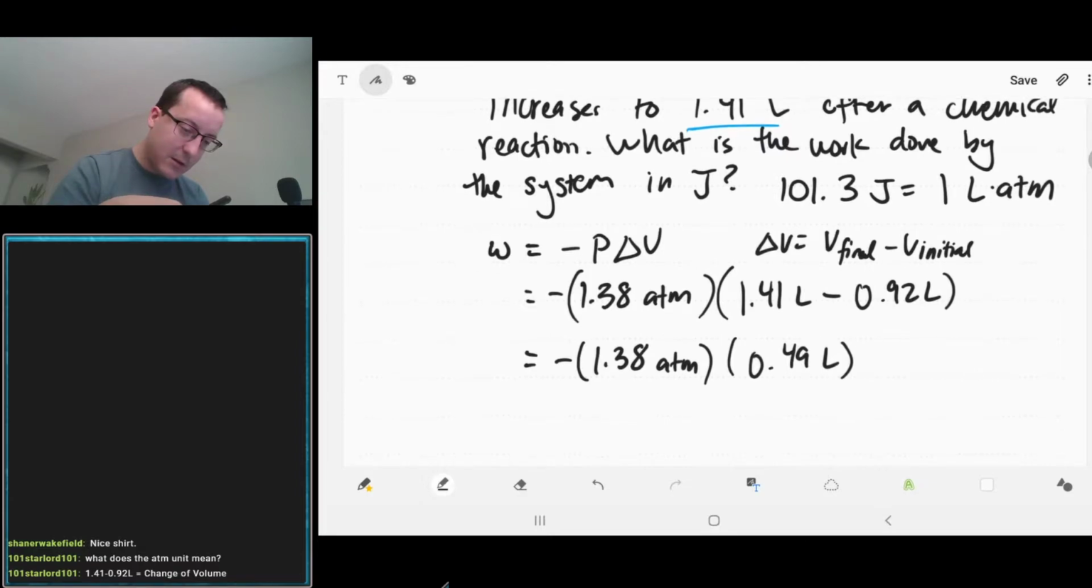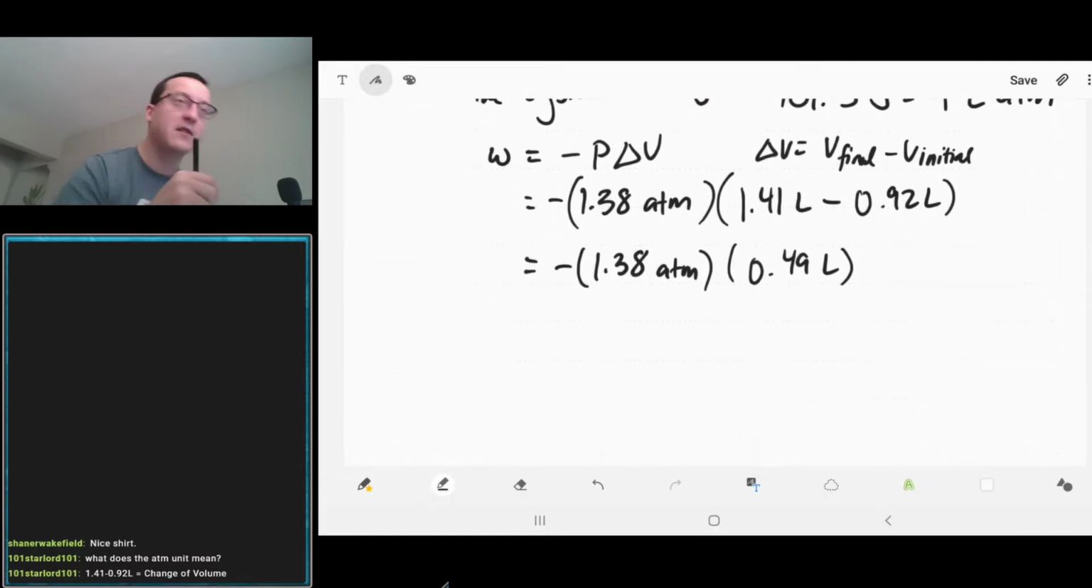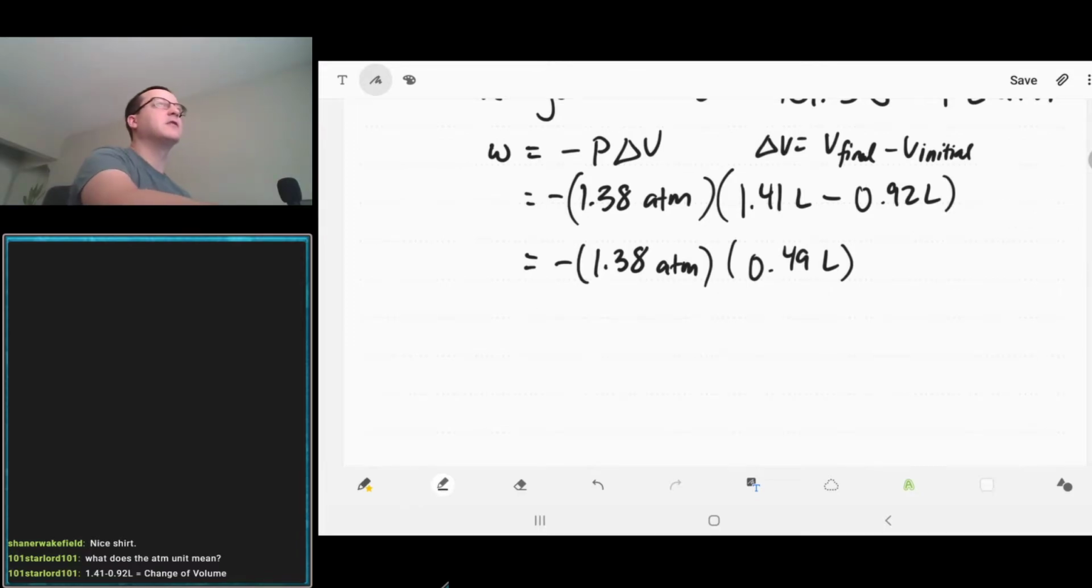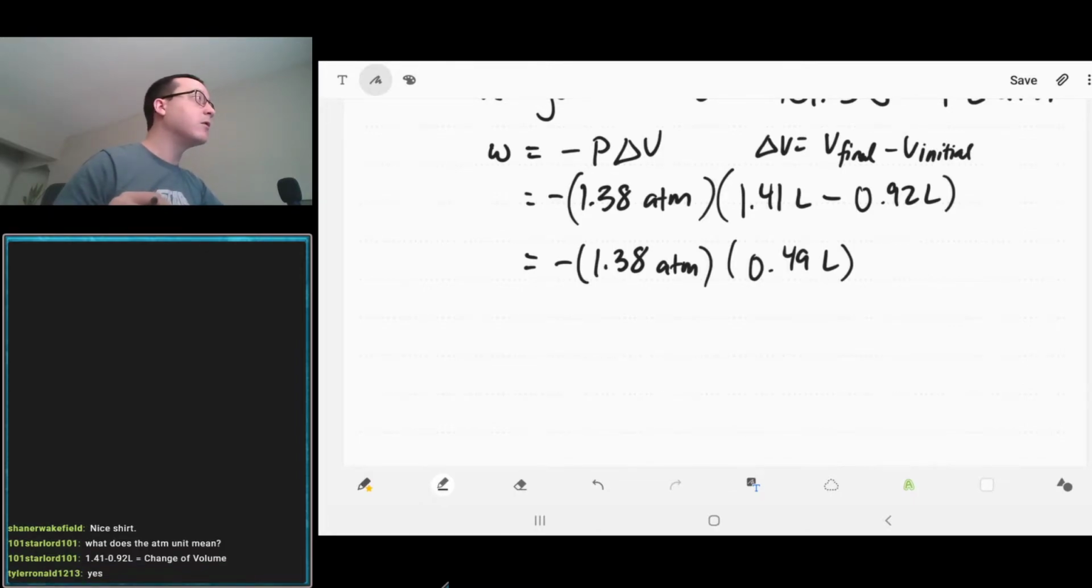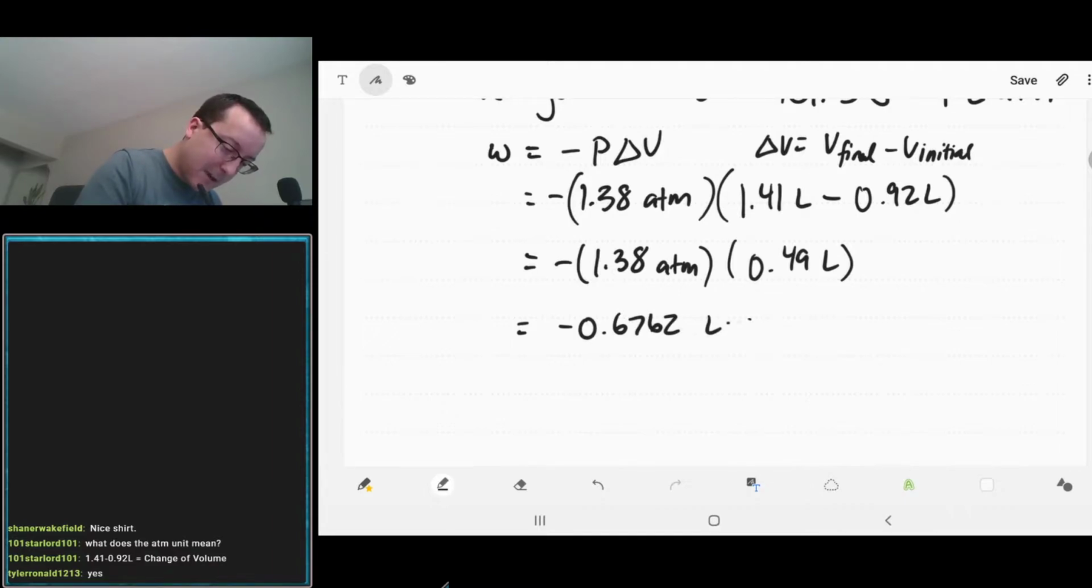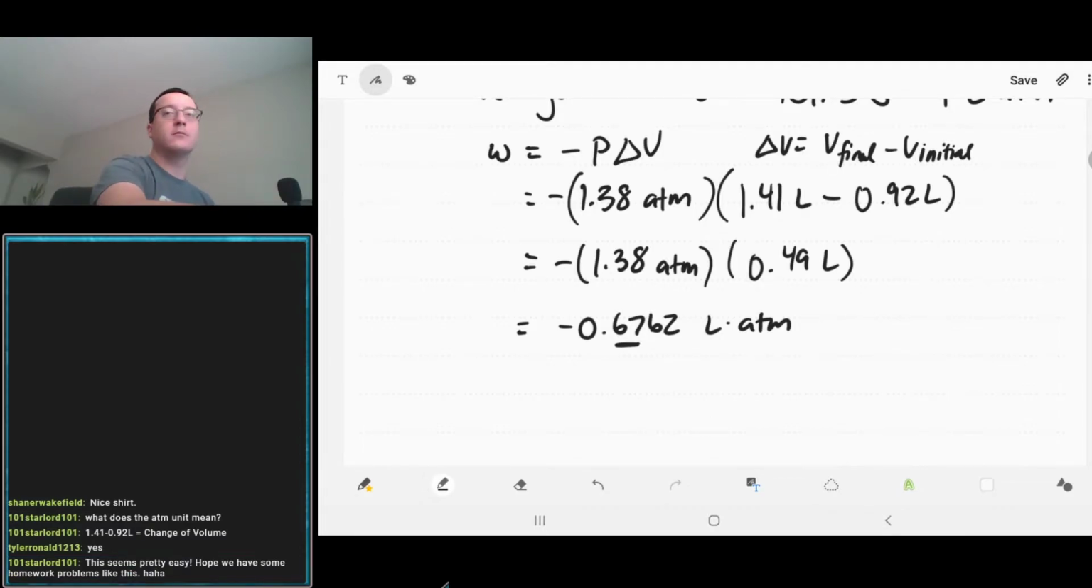Am I correct? Someone do the math just to be sure. I guess I could do it. 1.41 minus 0.92. Hooray, I did it. Okay, so we'll multiply that by 1.38. And so that tells us we have negative 0.6762 liters times atmospheres. That's our unit there. Notice we're going to have 2 sig figs. Yeah, this part is easy.